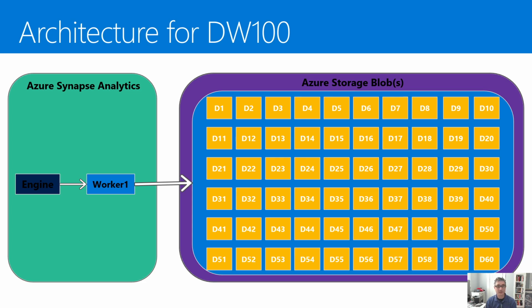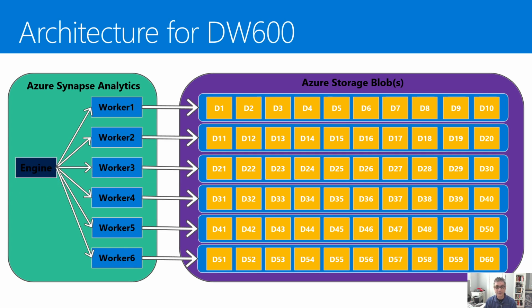A little bit about the architecture for a data warehouse. The way this works in the background is you're given 60 distributions of storage, and that's fixed. If you start out with the lowest level, DW100, you have essentially one VM that gives you the compute power, and that VM is going to work against those 60 distributions. As you scale up, you will get more VMs, more compute. For example, if I go to 600, I will get 6 VMs, and they will go against these 60 distributions, so one worker for 10 distributions.